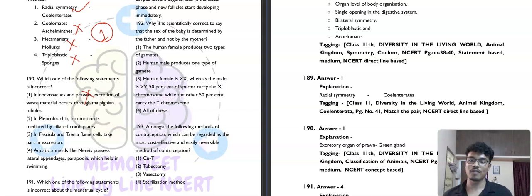Then in Pleurobrachia, locomotion is mediated by ciliated comb plates. Correct. In Fasciola, Taenia, flame cells take part in excretion. Correct. Aquatic annelids like Nereis possess lateral appendages, parapodia, which help in swimming. It is also correct. So the incorrect one is the first option. Then question number 191.